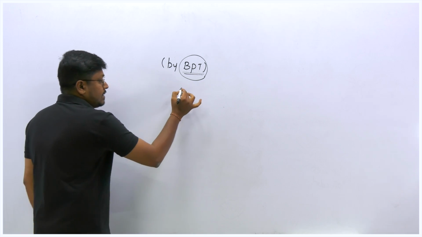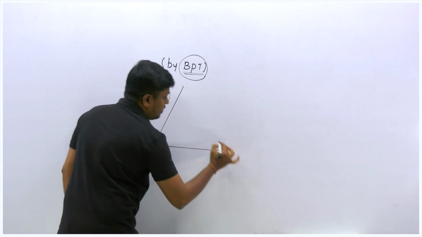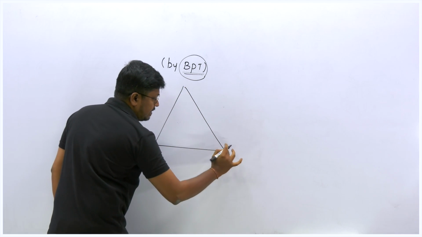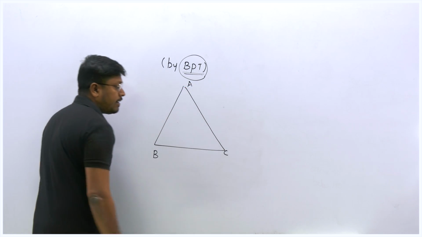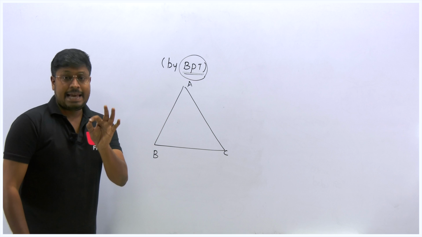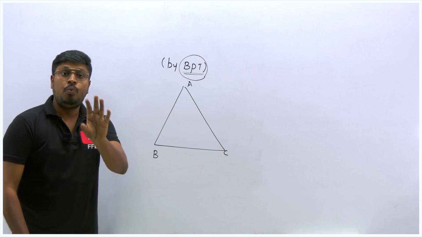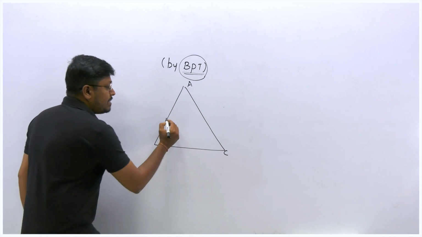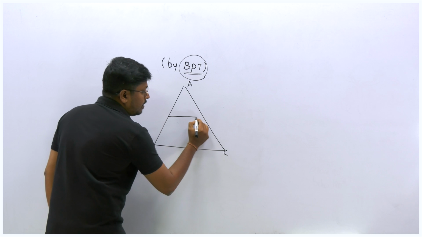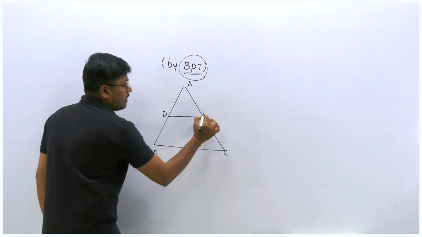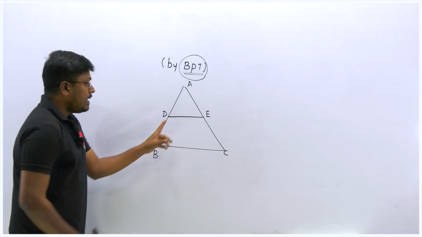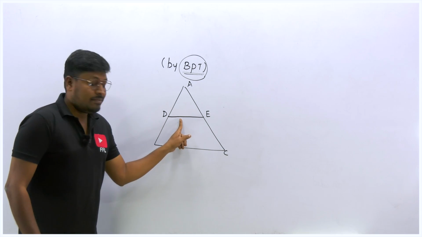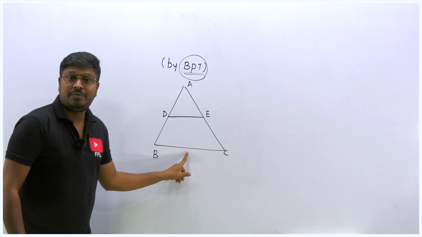For that, let's draw a triangle here. So friends, ABC is a triangle. We can draw a line which is parallel to one side of the triangle. I am just drawing a line here, which is D and E. Friends, just listen carefully. DE is a parallel line drawn to one side of the triangle, right?